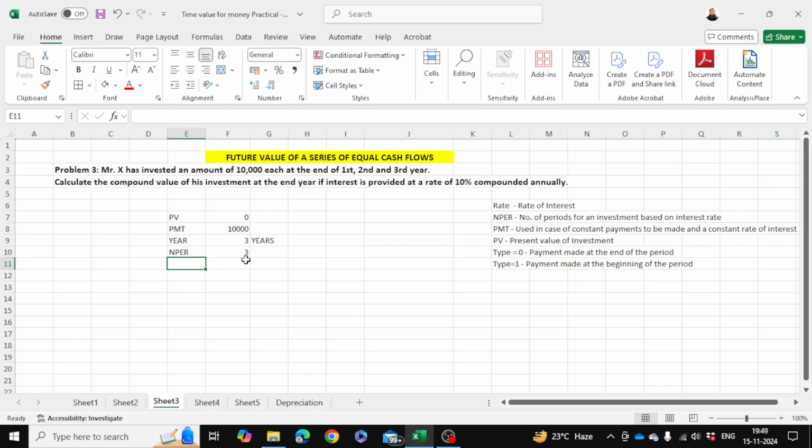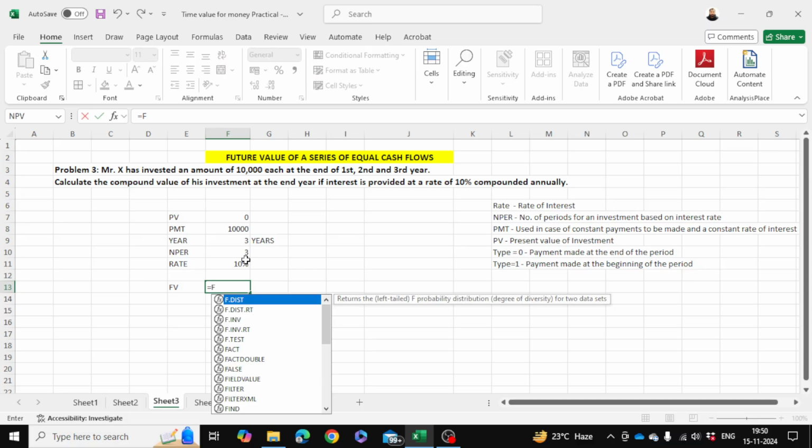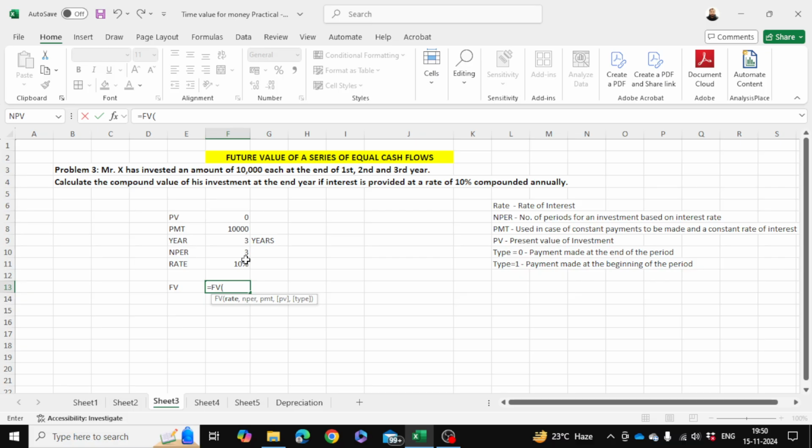Okay, rate of interest you have not mentioned, so let's mention the rate, that is 10%. Now future value you are supposed to calculate. Write down the FV, so directly write FV. It's again a simple one. Rate, that is same. No need to make constant because you are not going to copy anywhere. Directly you are going to calculate the future value here.